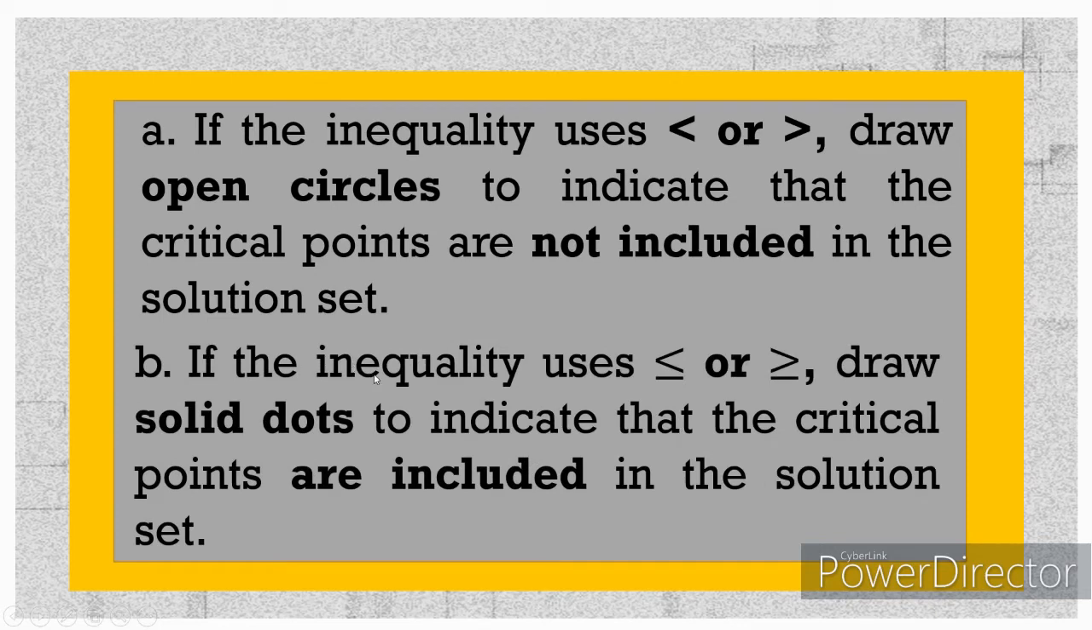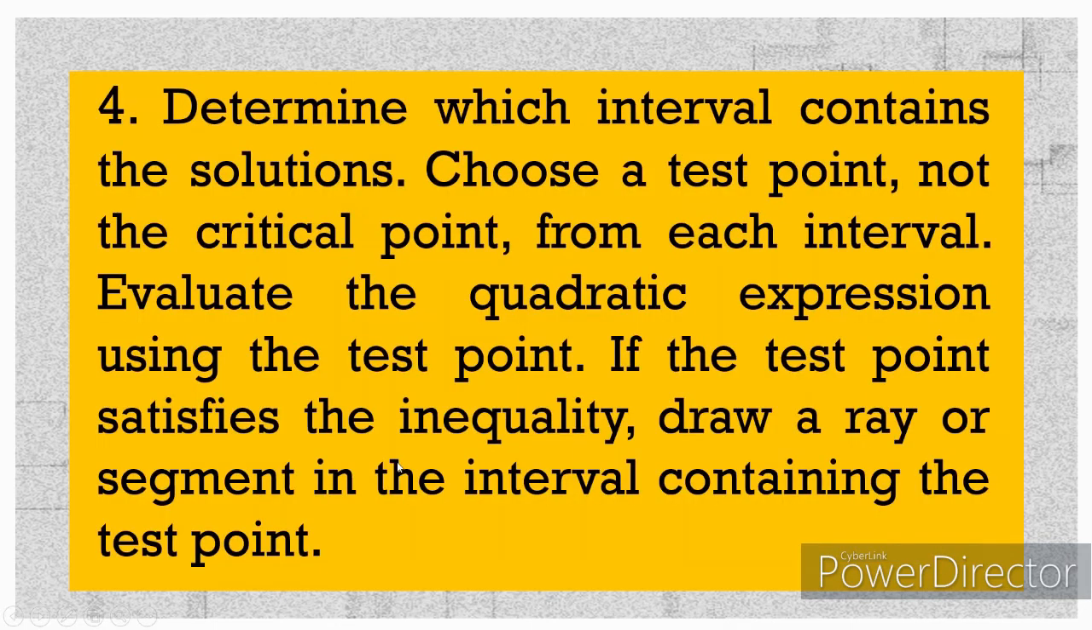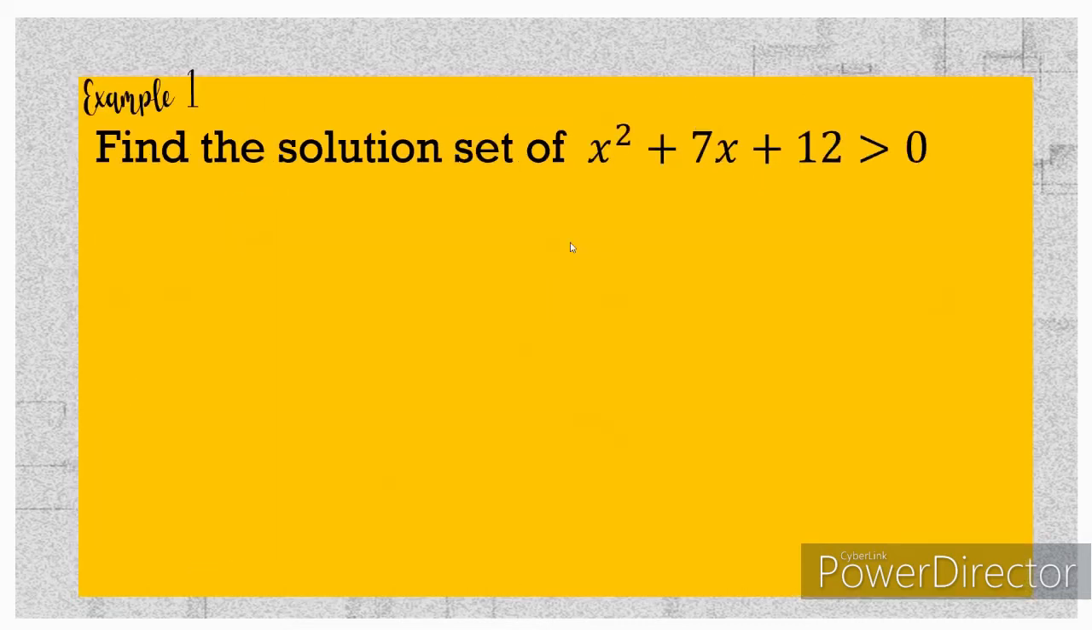But if the inequality uses less than or equal to or greater than or equal to, draw solid dots to indicate that the critical points are included in the solution set. And for the last step, determine which interval contains the solutions. Choose a test point, not the critical point, from each interval. Evaluate the quadratic expression using the test point. If the test point satisfies the inequality, draw a ray or segment in the interval containing the test point. Okay, let's have some examples.